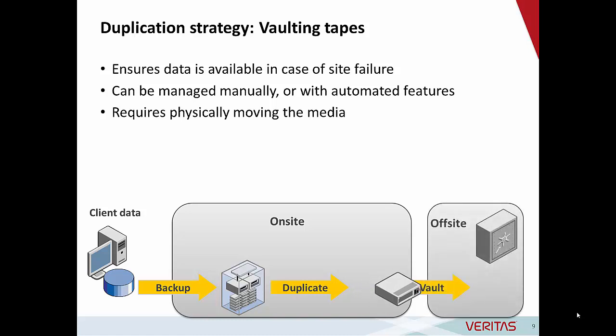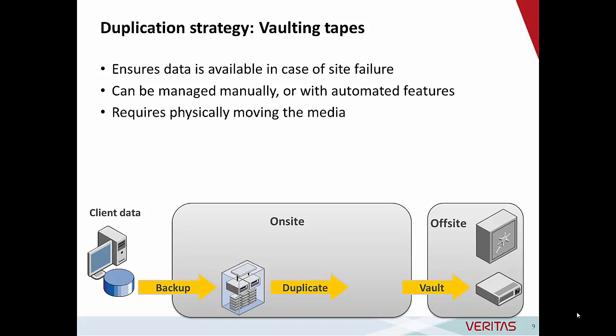Many duplication strategies will involve vaulting of tapes, meaning that I have a tape copy which is created on site, maybe through duplication, and then I'm physically shipping that tape cartridge off-site to a vault for it to be stored in case it's needed for a disaster. The advantages here are that I can do this without any additional hardware if I have a duplication window that's separate from my backup window. The downside here is the time that's involved in doing the duplication and in physically moving the media, so that'll affect my recovery point objective.